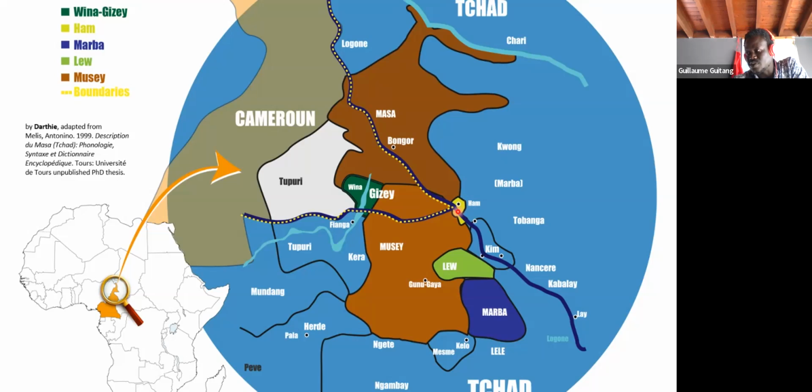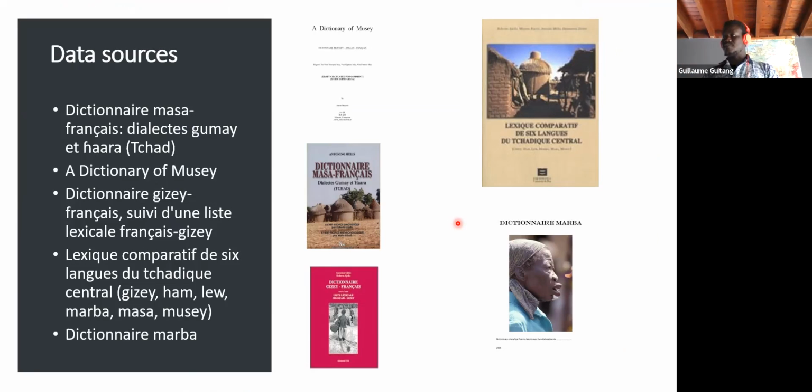Now, a few words about the data that I'm going to discuss. Most of this data comes from dictionaries or draft dictionaries of these languages. You have them there: a draft dictionary of Musey, a dictionary of Masa, a dictionary of Gizey, and here a dictionary of Marba. This one is a comparative word list, which involves something like 1,400 entries from Gizey, Ham, Leu, Marba, Masana, and Musey. So it's also very useful, and you have various entries concerning plants and animals in that word list, and it is well organized.